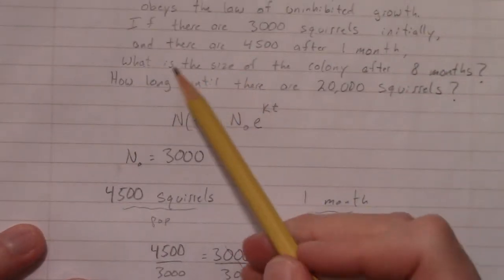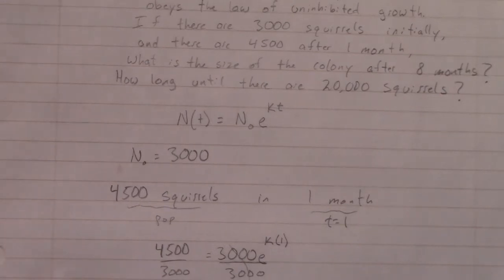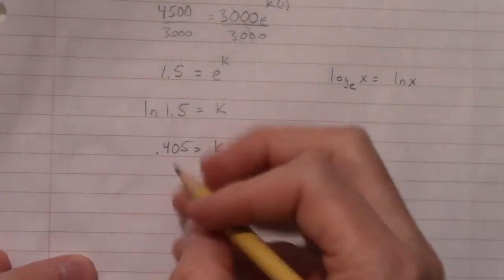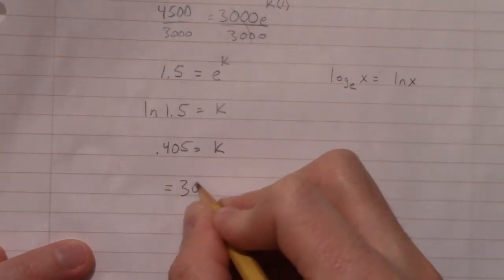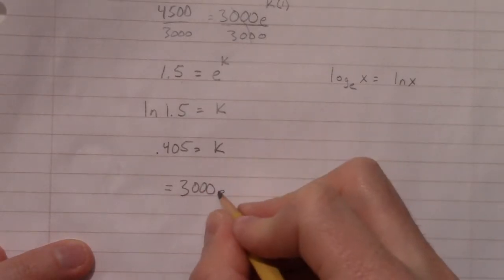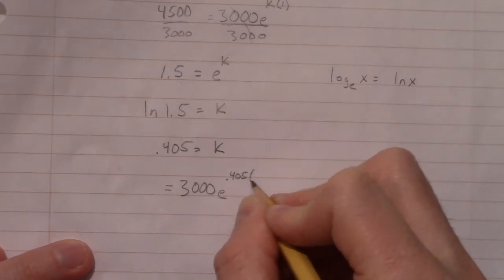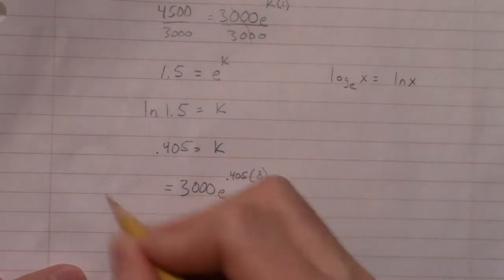It says, what's the size of the colony after 8 months? Well, now that I know the growth rate, I can just plug in t equals 8, because in 8 months, that'll tell me how many squirrels there will be. And that's exactly what I'm going to do. So, to figure that out, my initial amount is 3,000. e has not changed. k I just found to be 0.405. And now time will be 8, because in 8 months, I want to know the population.